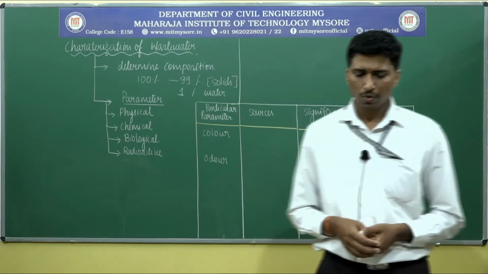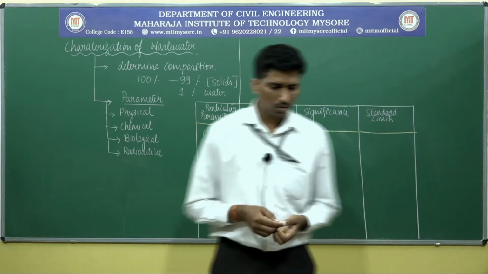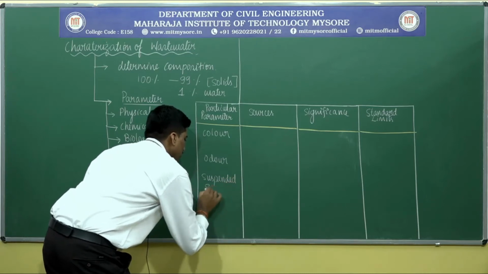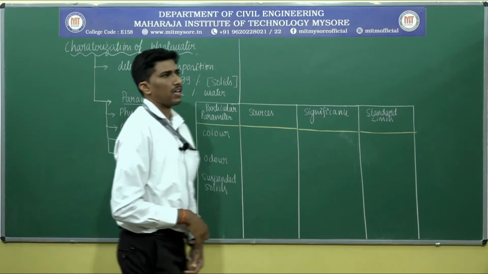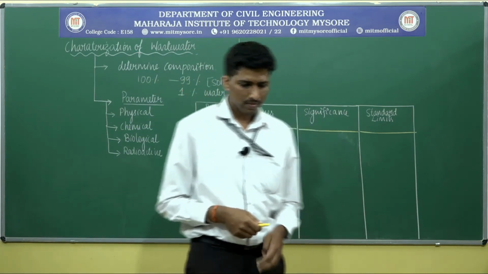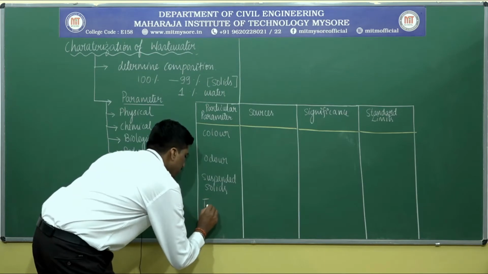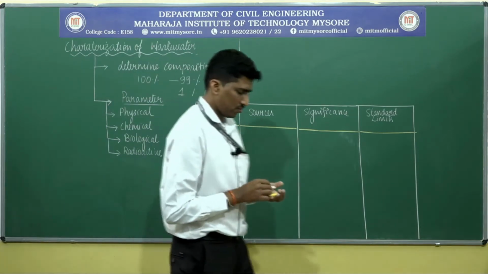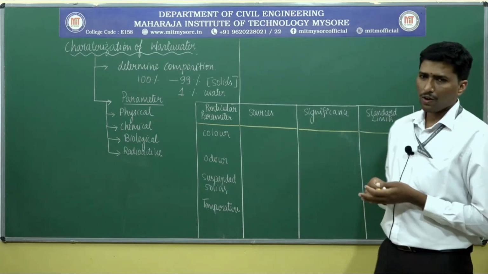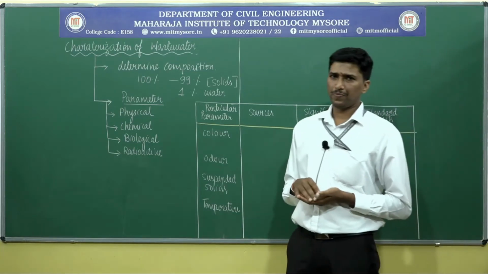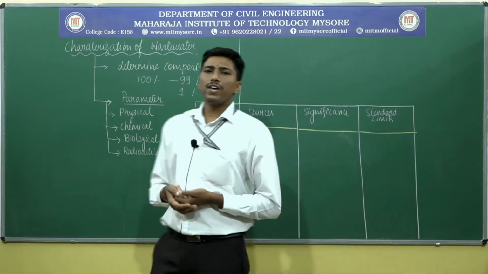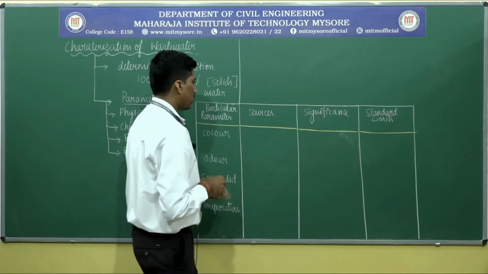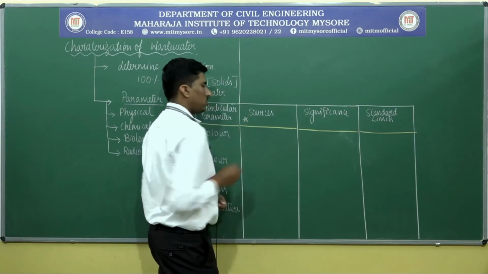Okay. Color, odor, and then we come across suspended solids. You also come across the temperature. Okay, these are the parameters. Let us get to know. Color. Whenever the wastewater is released from residential or commercial activities, in the source we have certain criteria.